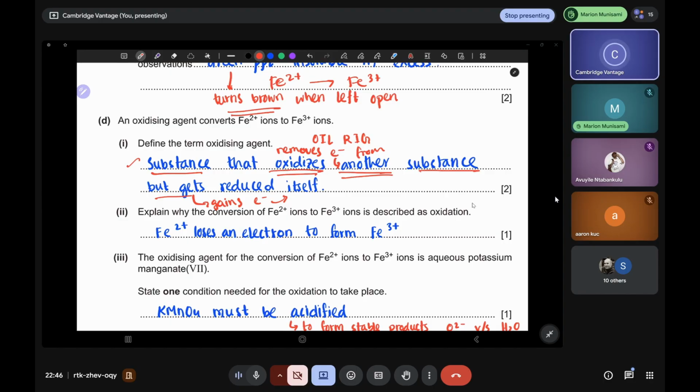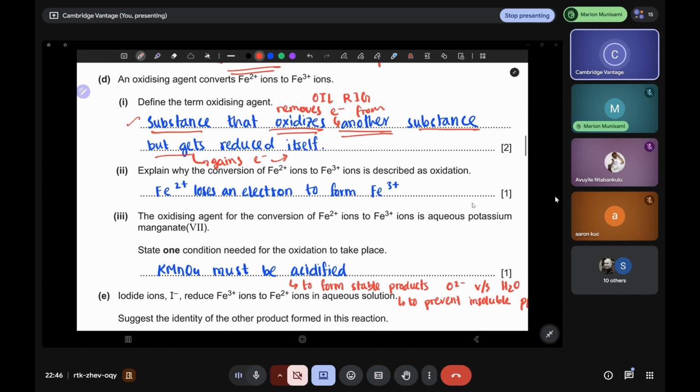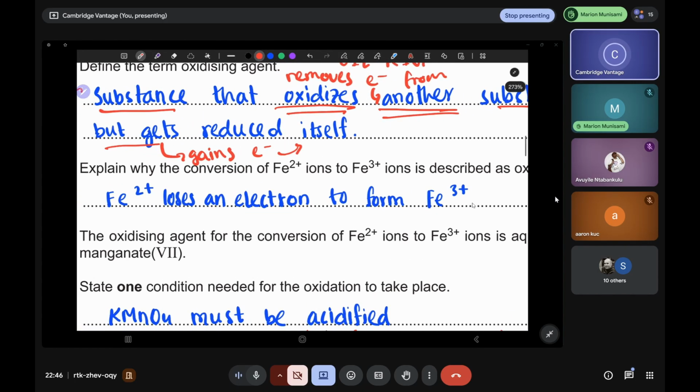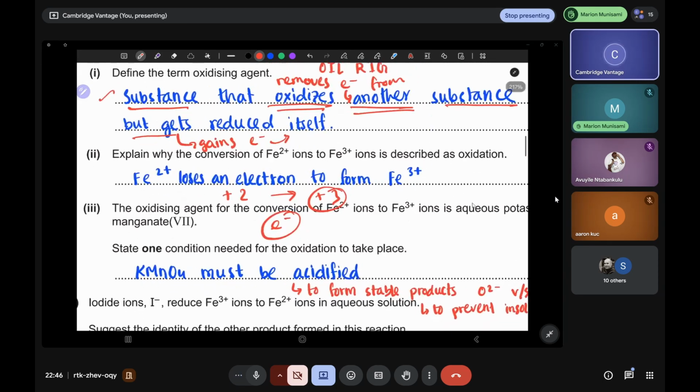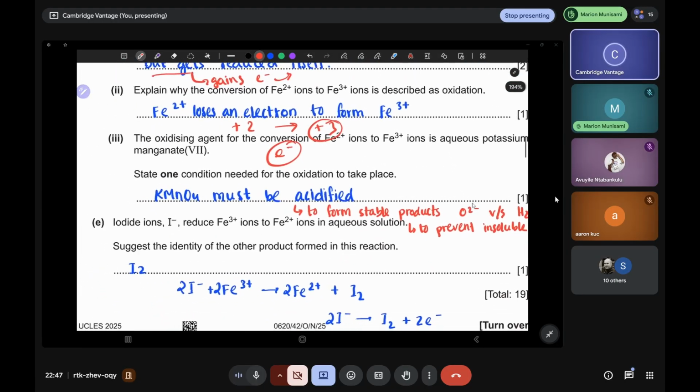So the next part that we are now going to read through is: explain why the conversion of Fe2+ ions to Fe3+ ions is described as oxidation. We have already discussed this a bit. Essentially what's happening is Fe2+ loses an electron to form Fe3+. That's why the charge goes from +2 to +3. Since it lost an electron, it lost a negative charge, so it becomes more positive. And since oxidation is the loss of electrons, that is why it's described as oxidation.